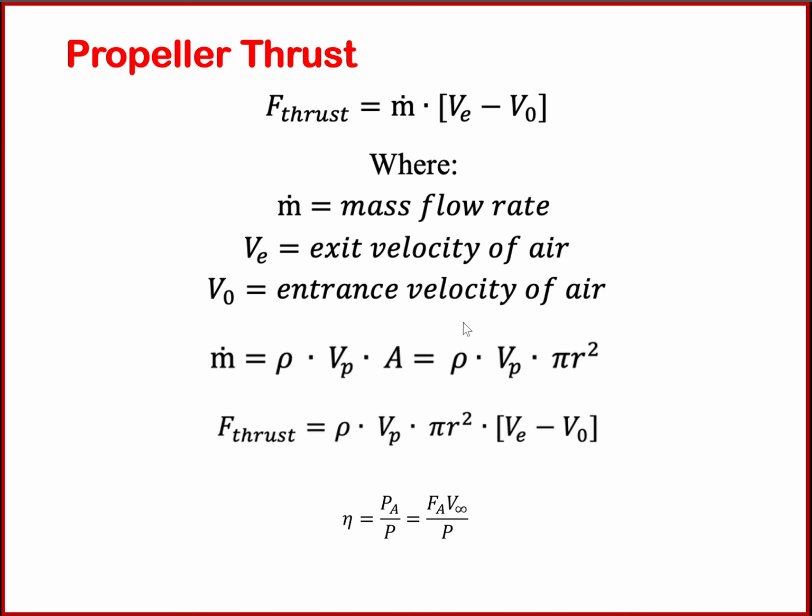Using this formula for the mass flow rate, we can find the thrust force to be equal to density multiplied by the velocity of the propeller multiplied by pi r squared multiplied by exhaust velocity minus the inlet velocity. So for these calculations, we need to know the rotation of the propeller, first of all, to calculate the linear velocity using the rotation velocity, the angular velocity. We need to measure the exhaust velocity, and the initial velocity is 0 in our case because the propeller is standing, not moving, so the flight velocity is essentially 0.